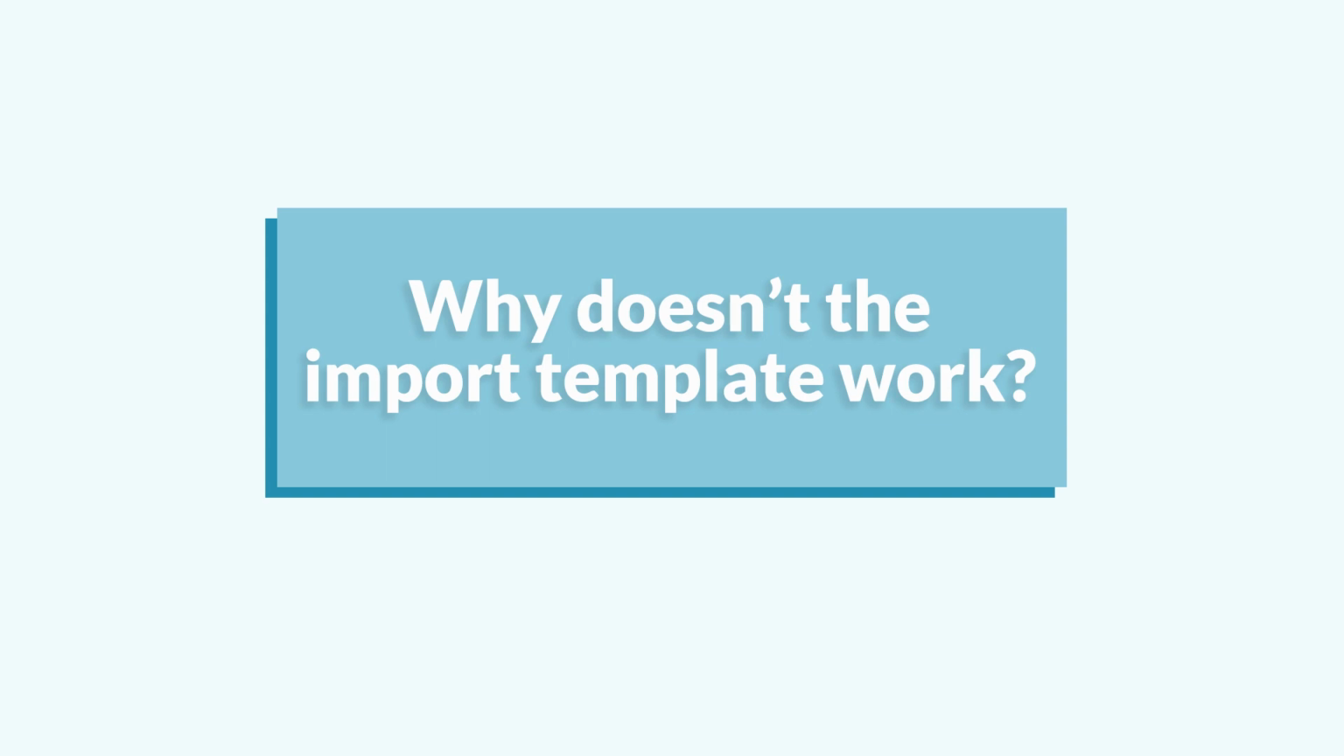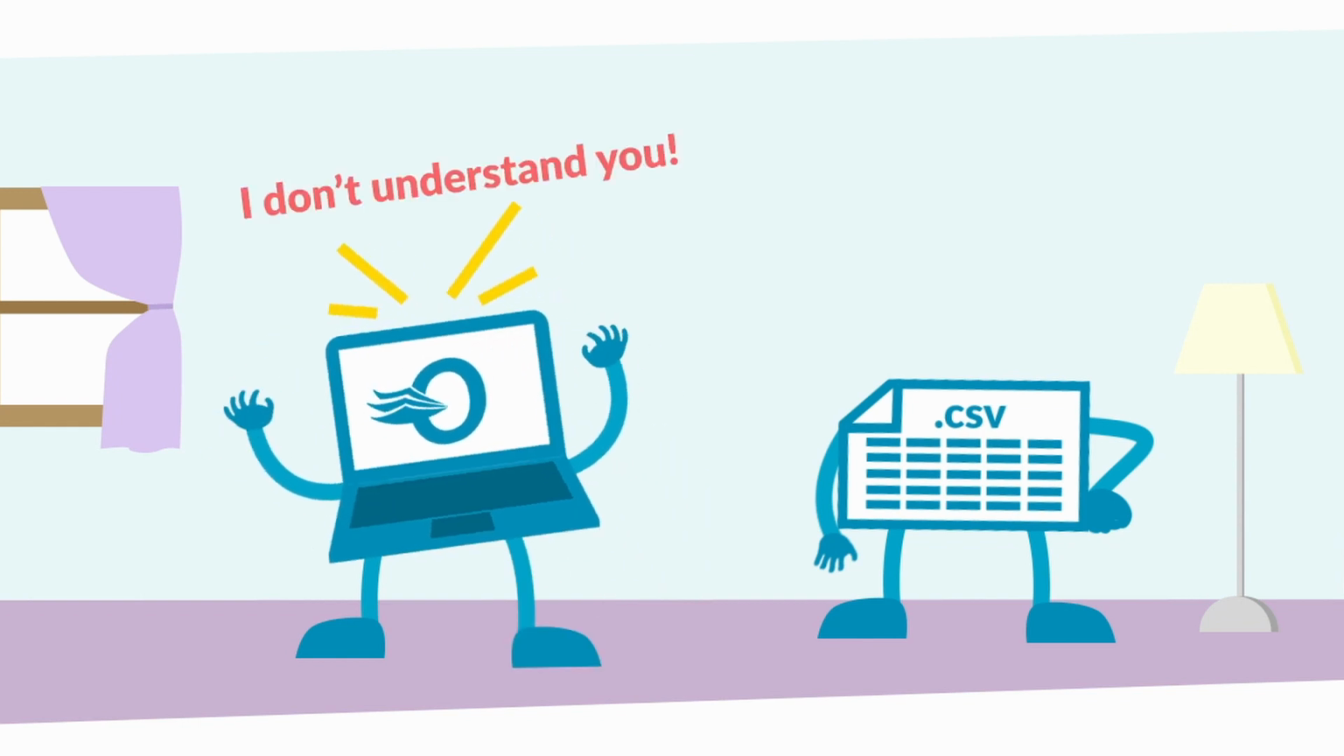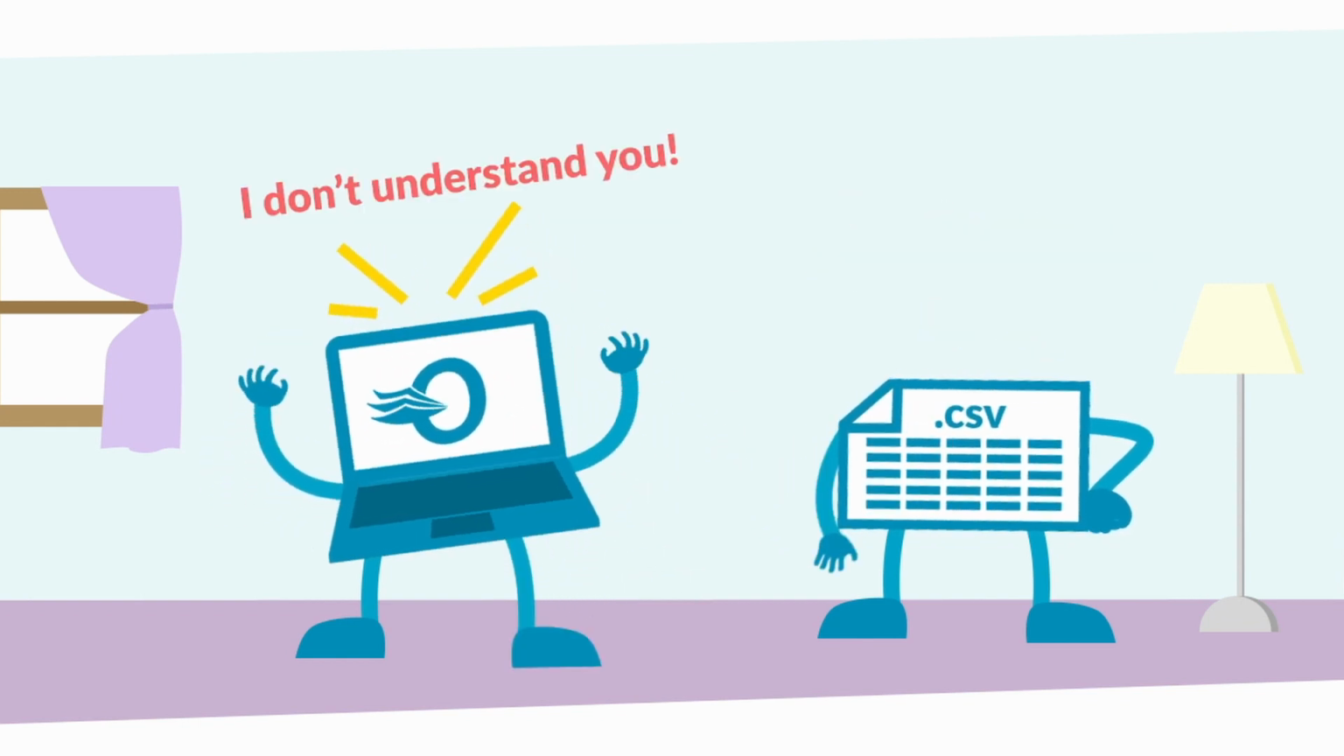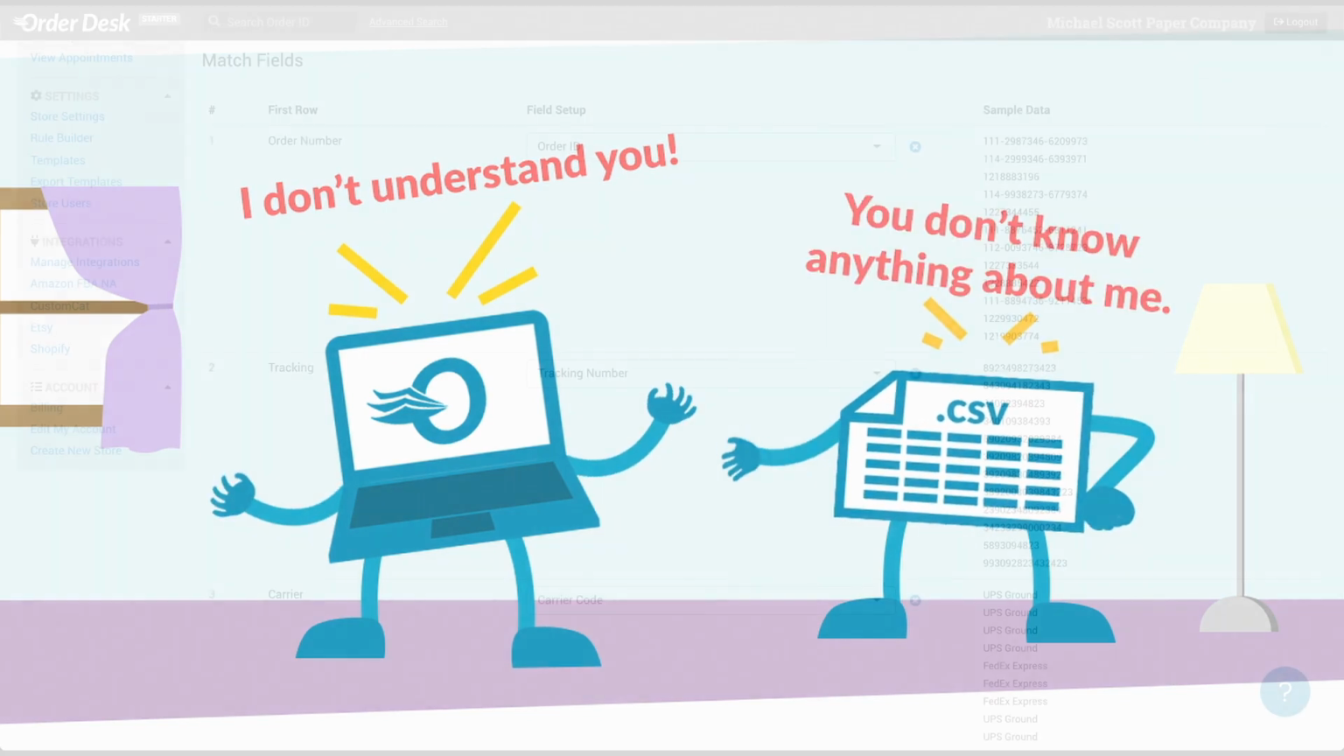Why doesn't the import template work? You've taken the time to set up your import template, you've told Autodesk what each column means, and then you import your file and it doesn't work. Nothing shows up in Autodesk. So what went wrong? In almost all cases, this happens because the file being imported doesn't actually match what the import template was told to expect.